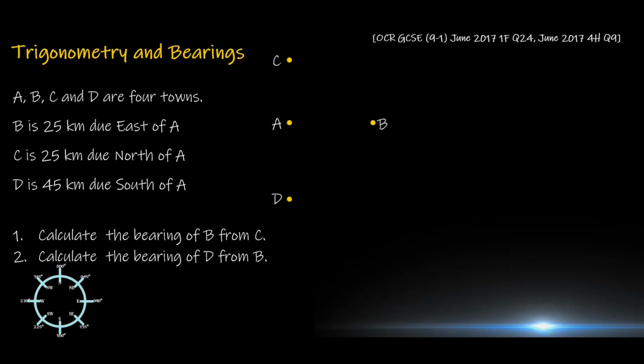The question says B is 25 kilometers due east of A. So the first thing I want to do is draw my north. East is towards the right, so I'm going to put a line straight through. And then I put my 25 kilometers in the direction of B. Then it says C is 25 kilometers due north of A, so that's towards the north. And D is 45 kilometers due south of A, so I'm going to go towards the south.